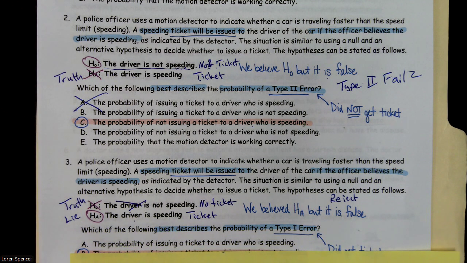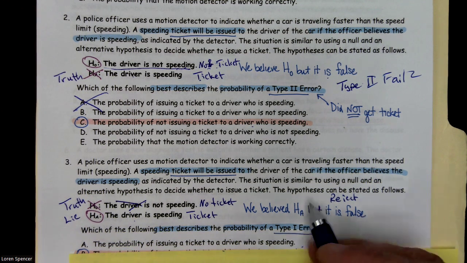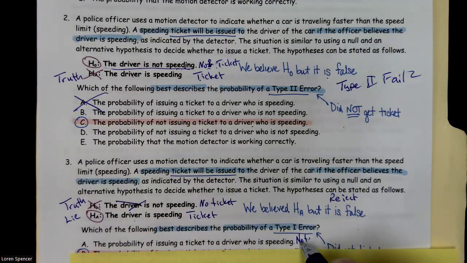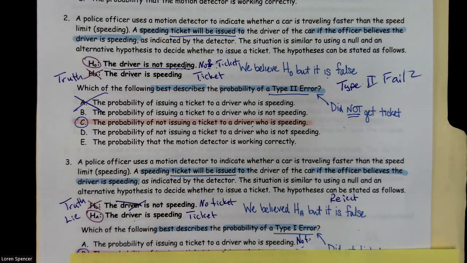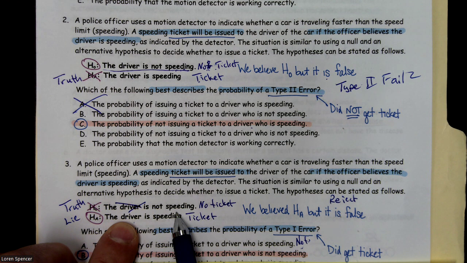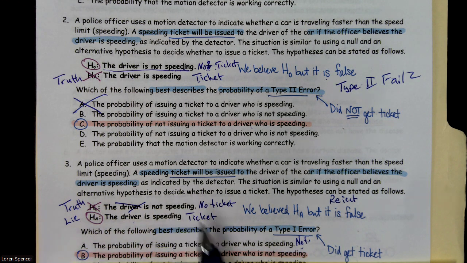So the probability of issuing a ticket to someone who is speeding, that's not an error. That's power. Next one, the probability of issuing a ticket to a driver who is not speeding. Yes, we're issuing a ticket, but the truth is they were not speeding. The not issuing option isn't correct because we rejected the no ticket in favor of the ticket.